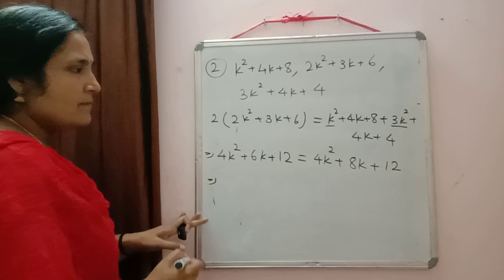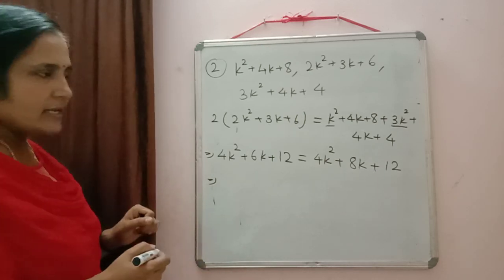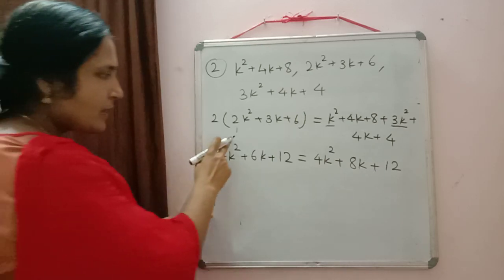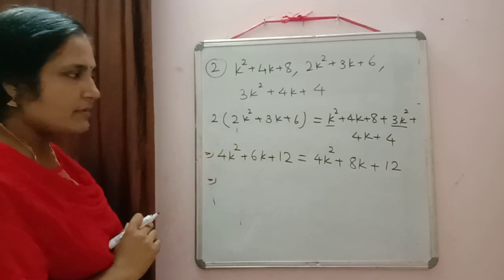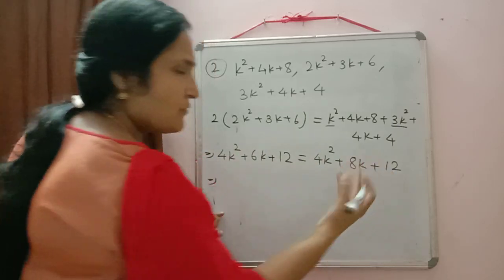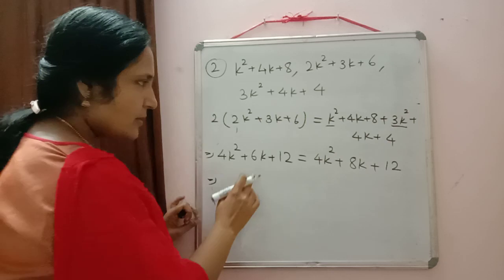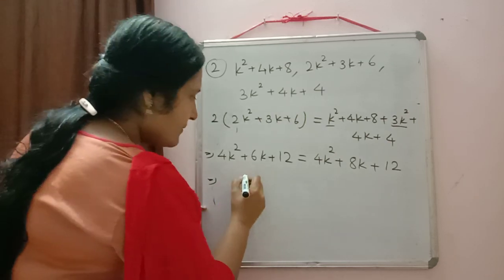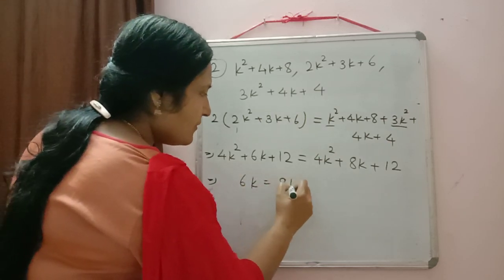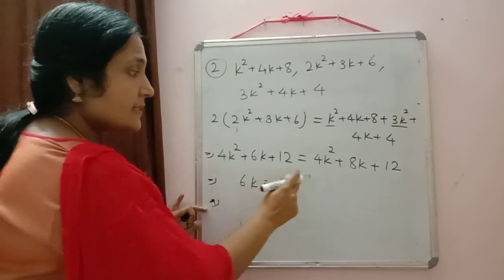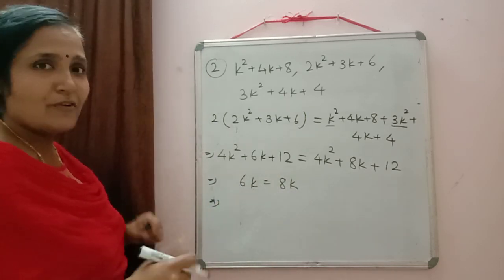Now what we will do? Just to check, anything will get cancelled there? Yes, 4k square and 4k square will get cancelled. 12 and 12 also will get cancelled. So remaining is what? 6k is equal to 8k. Now don't cancel this k and k. Then what is the value of k here?